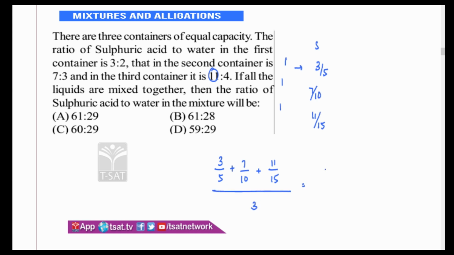So you get sulfuric acid. Take the LCM as 30, it becomes 90. 5 sixes are 30, therefore it is 18. 10 threes are 30, therefore it is 21. 15 twos are 30, therefore it is 22. You get 61 out of 90. So if sulfuric acid is 61, water becomes 29. The ratio is 61:29, because out of 90 parts, sulfuric acid is 61 means the remaining is 29.